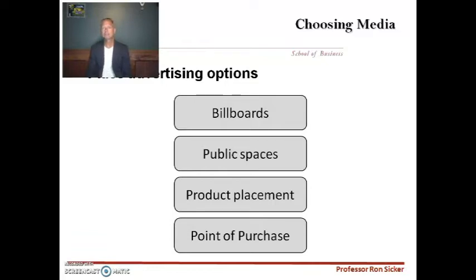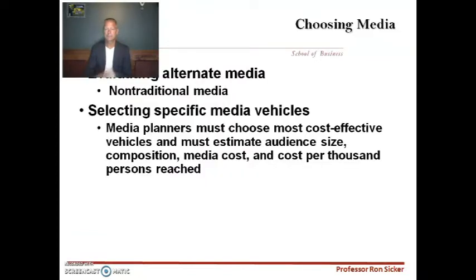You also see in the first group that presented a long time ago, second night of class, talked about product placement with regards to Apple. And then also there's point of purchase places to put your media.